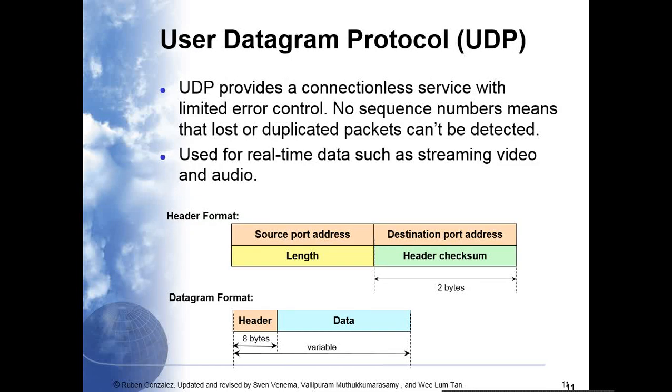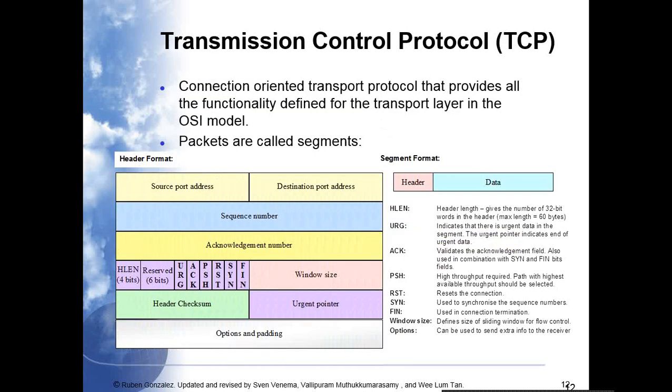UDP doesn't detect duplicates or missing packets. What do you think about TCP? Do you think it has enough information to tell if there are missing ones or duplicated ones? Yes. Sequence numbers in there in the blue, right? So it can track these things.